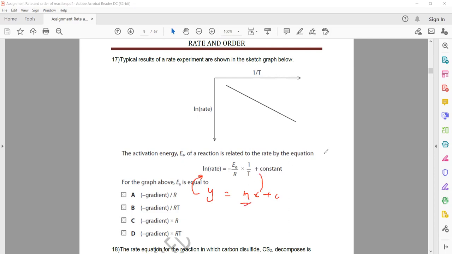So our gradient will be minus EA over R. But we need EA, so gradient times R is equal to minus EA. Because we need EA, we can say EA is equal to minus gradient times R. So what is the right answer? C.